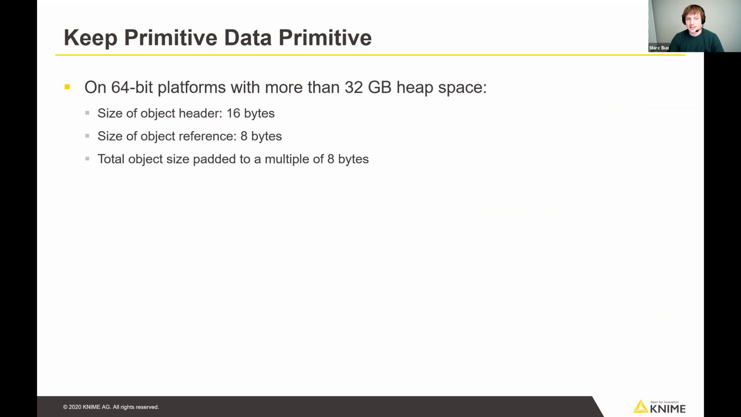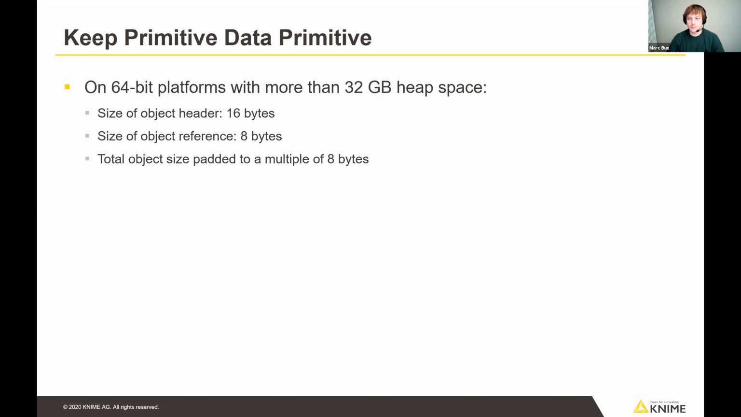So on a 64-bit platform, which most platforms are nowadays, with more than 32 gigabytes of heap space, how large is actually a Java object? How much memory does it actually occupy? For each Java object, you have an object header that takes up about, with these configurations, 16 bytes. And then you have the actual object reference, which takes up another 8 gigabytes. And then this object might hold additional fields, and then the size of the object will increase. But in the end, the total object size will be padded to a multiple of 8 bytes.